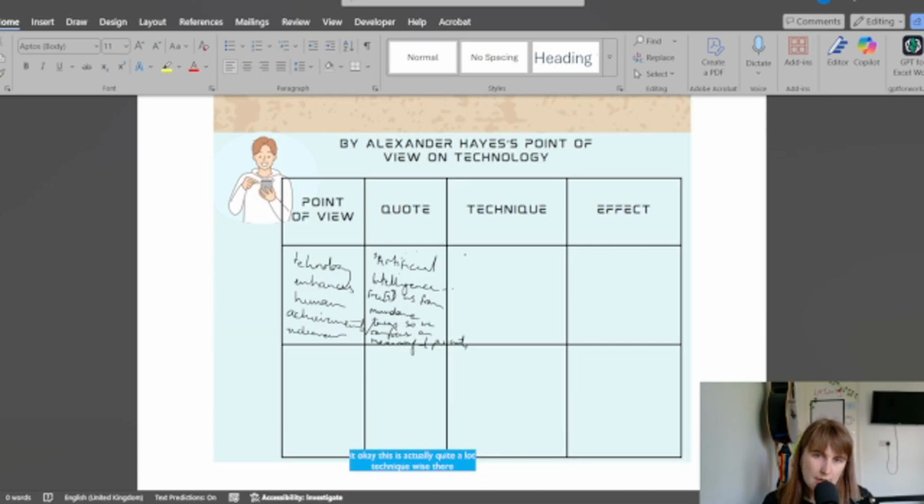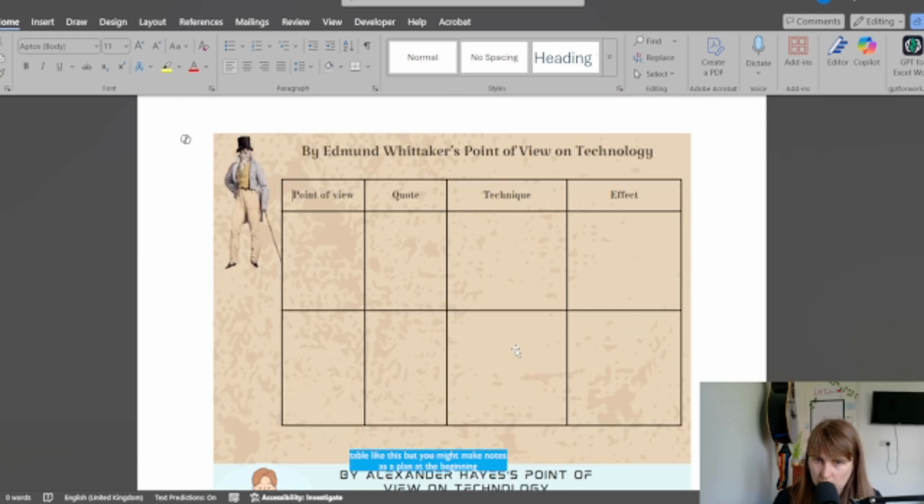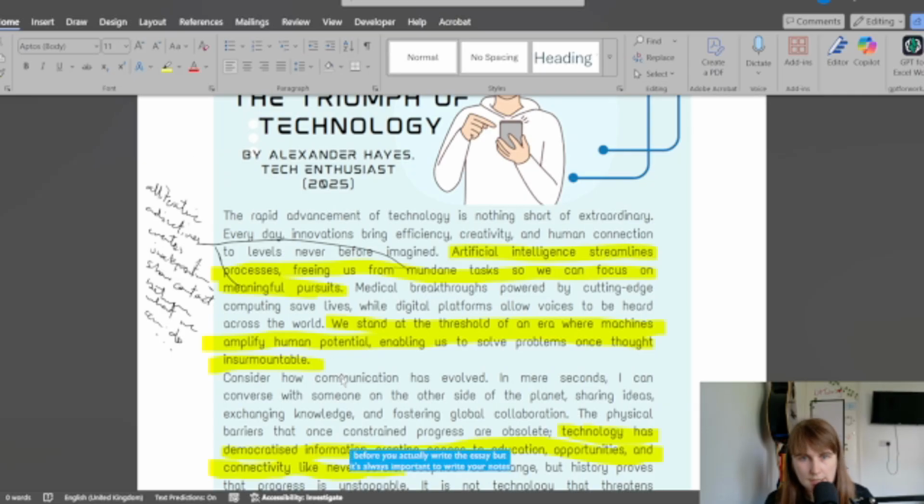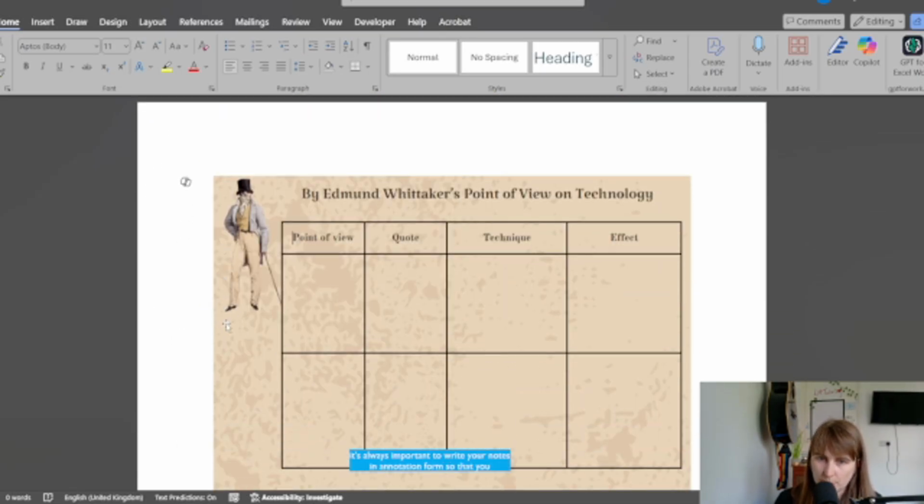So we have alliterative adjectives, juxtaposition as well. So this is essentially the annotation stage of your writing. You wouldn't necessarily have a table like this, although you might make notes as a plan just before you actually write the essay. But it's always important to write your notes in annotation form so that you can go back to them.